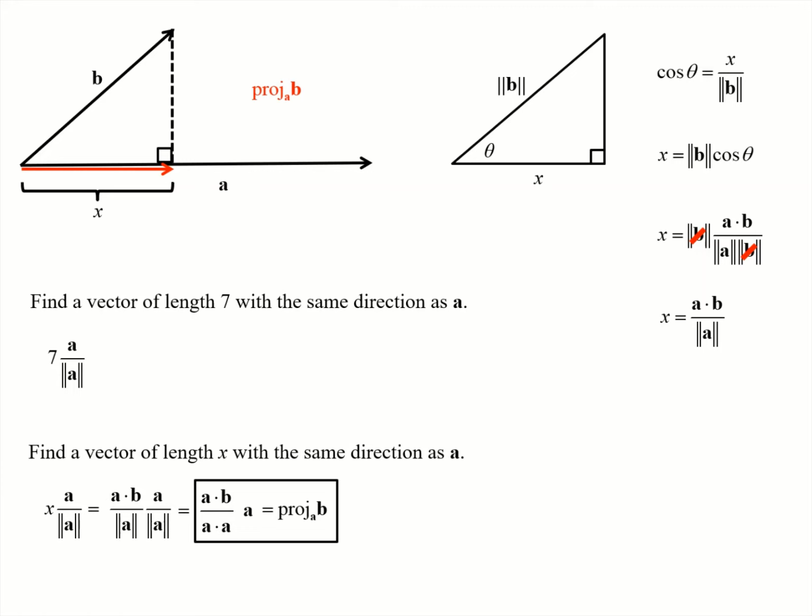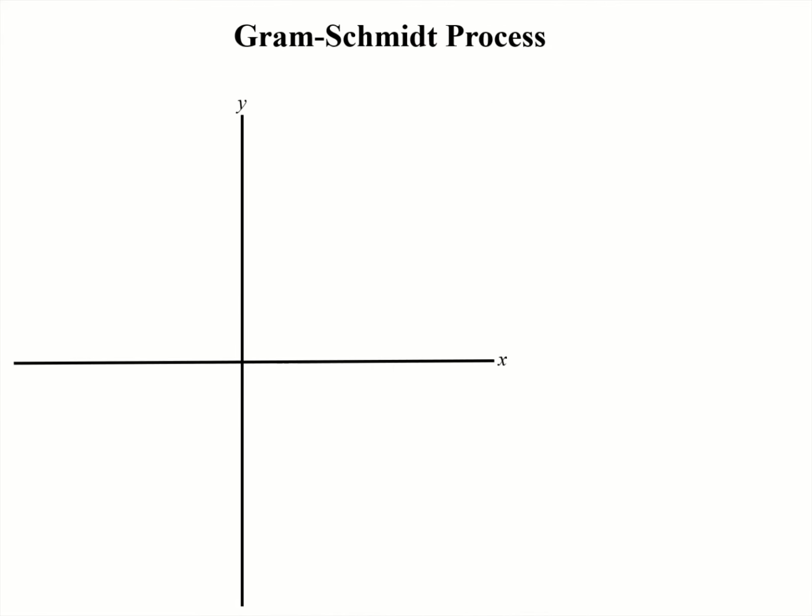Now let's talk about the Gram-Schmidt process. Okay, we're going to let V1 and V2 be a basis for R2.